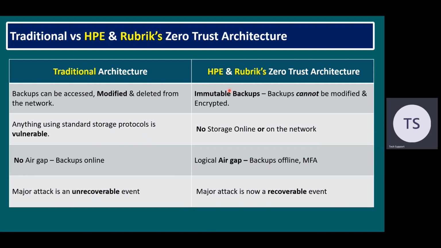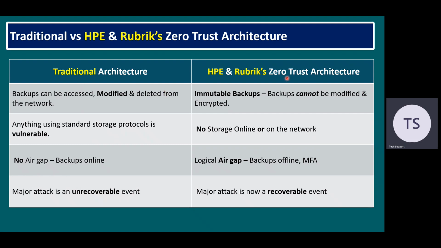When it comes to the latest solution, immutable backups cannot be edited or modified and are completely encrypted, and anything using a standard storage protocol is vulnerable. With the zero trust architecture, there is no storage online or on the network, which means it is completely protected. And in a traditional architecture there is no air gap; backups are online.